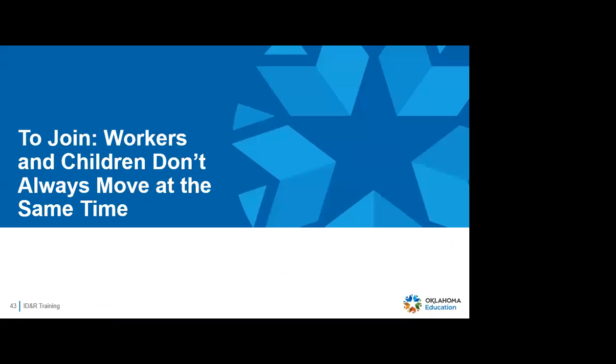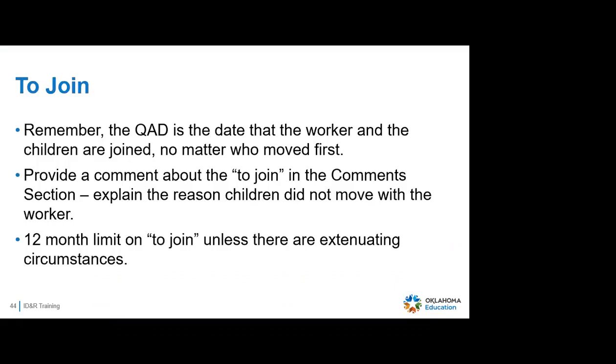To join, workers and children don't always move at the same time. To join, remember the QAD is the date that the worker and the children are joined, no matter who moved first. Provide a comment about the to join in the comments section. Explain the reason the children did not move with the worker. There is a 12 months limit on to join unless there are extenuating circumstances. And again, if there's extenuating circumstances, put a comment with it.